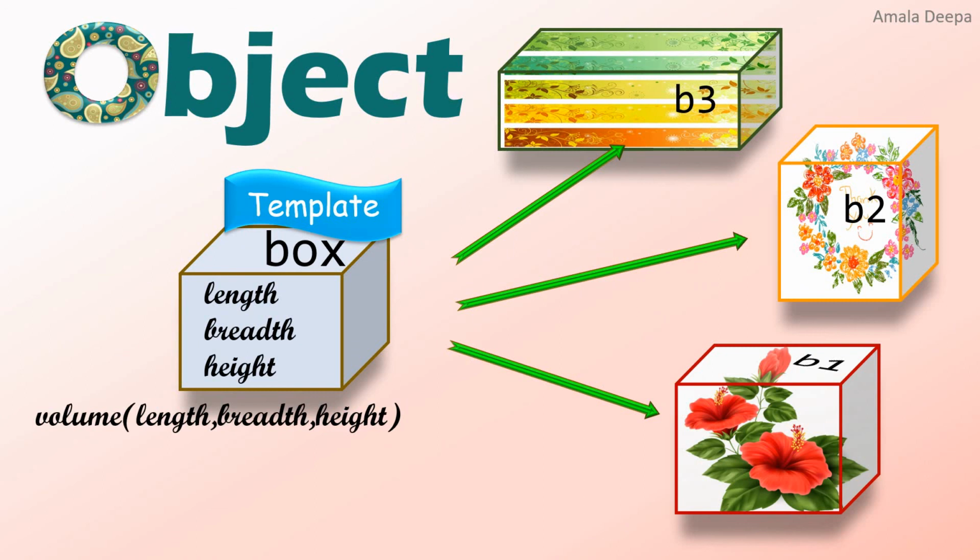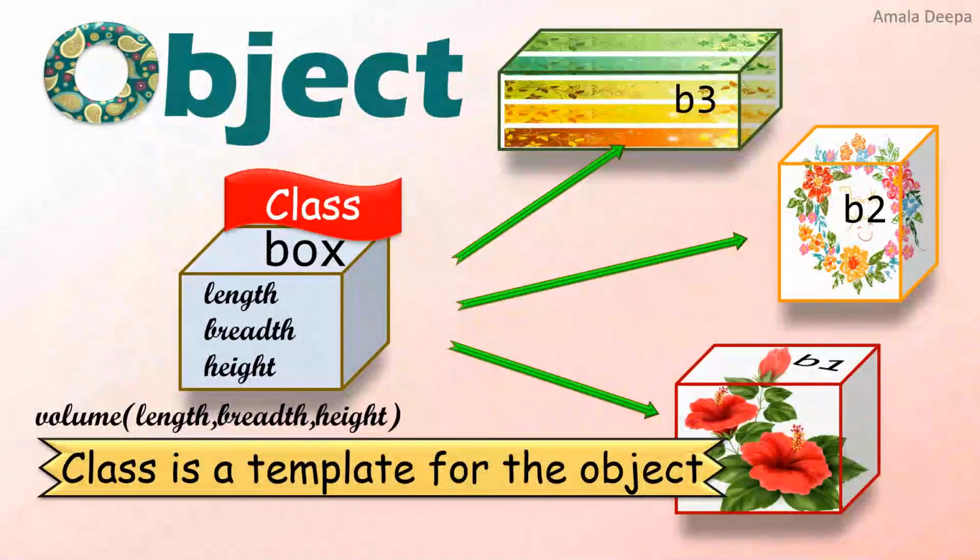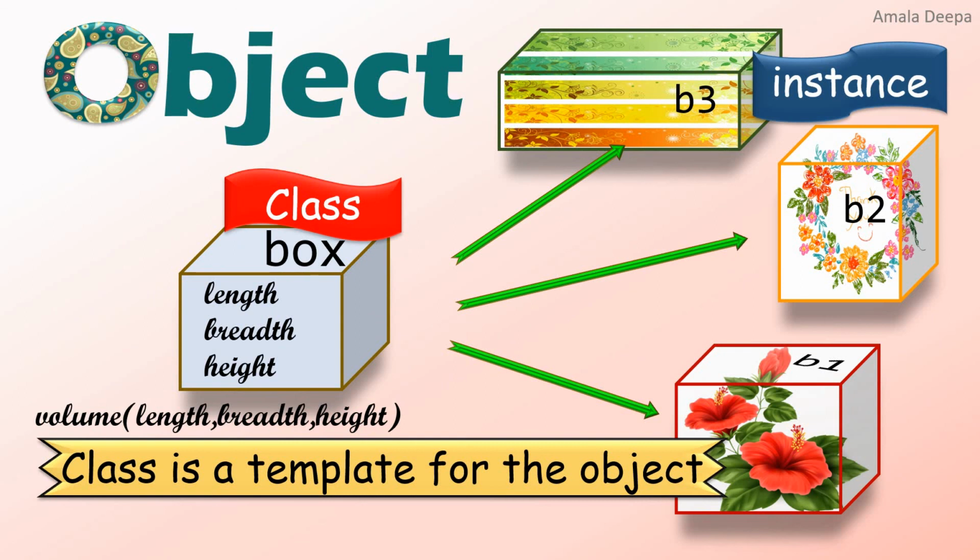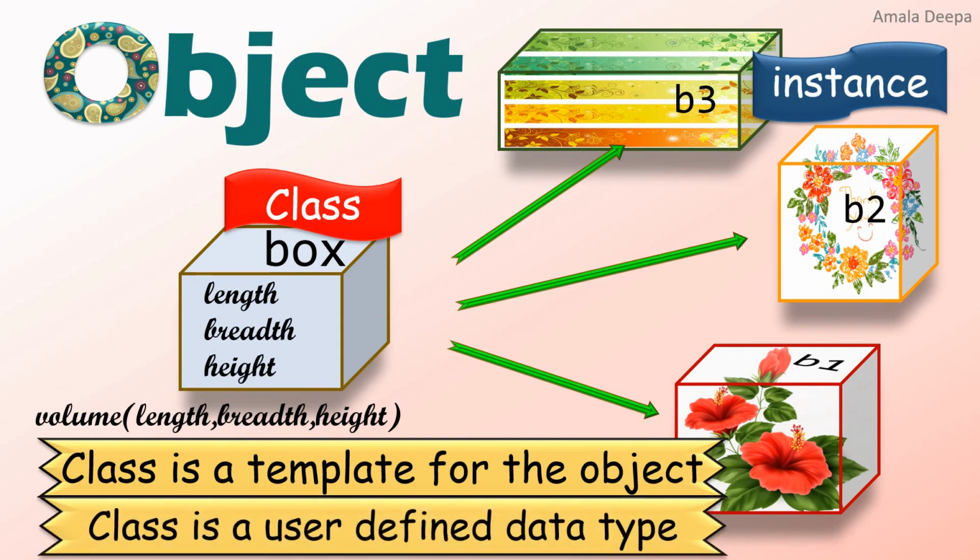It helps us to reduce the number of variables needed in a program. In programming, this template is created using a data structure called class. Therefore, class is a template for the object. An object is an instance of the class. Class is also a user-defined data type. A user-defined data type is a new data type created by the programmer himself by combining primitive or built-in data types.